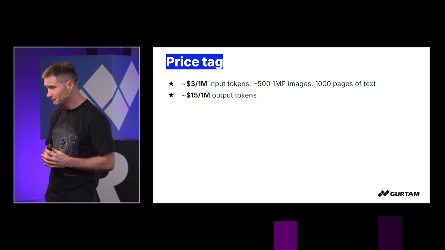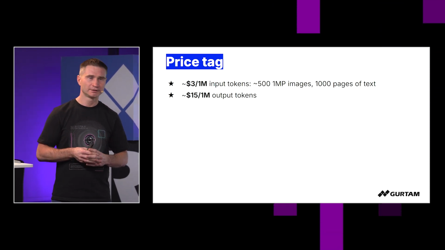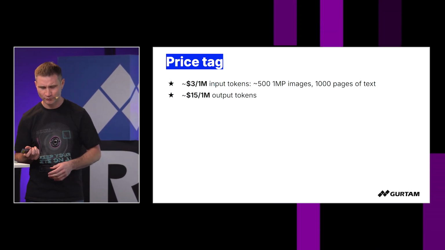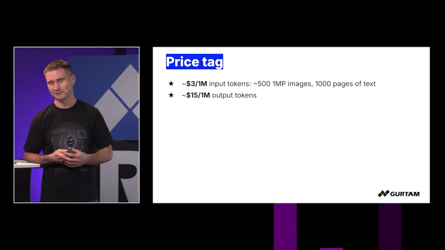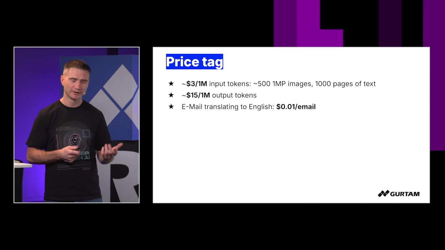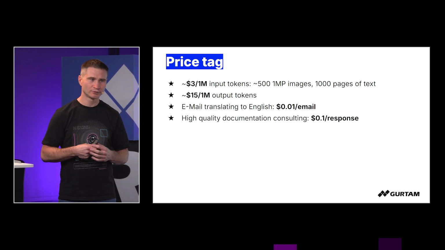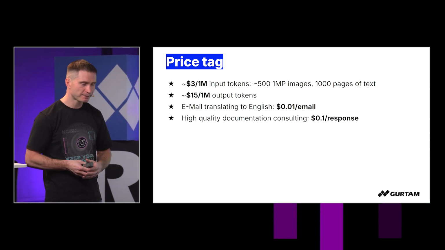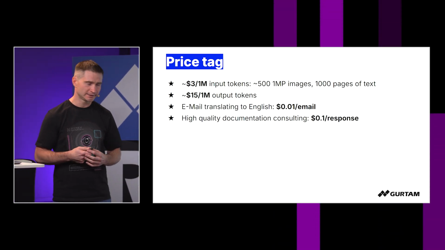And prices. The most advanced models on the market today cost around $3 per 1 million tokens. And the output for almost all models is 5 times the price of the input tokens. To give you an understanding in normal numbers instead of tokens, the cost of translating an email from some language to English is around 1 cent. And if you implement a high-quality documentation consulting bot, replacing some experts in your company with this bot, the cost of one high-quality response will be around 10 cents.